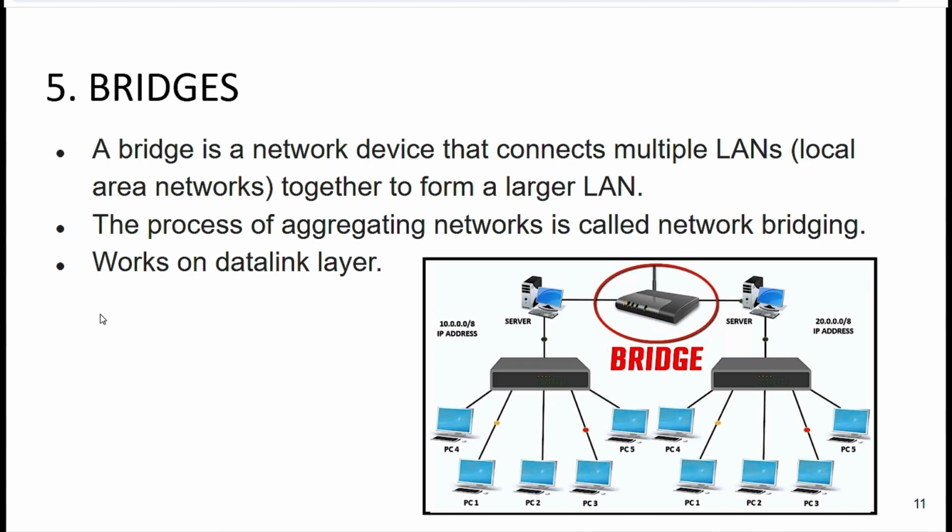This process of aggregating networks is called network bridging. So connecting multiple LANs together to form a larger LAN is done by a networking device called a bridge, and the process of aggregating networks is called network bridging. And one thing you need to remember is that it works on the data link layer. So this is about bridges.